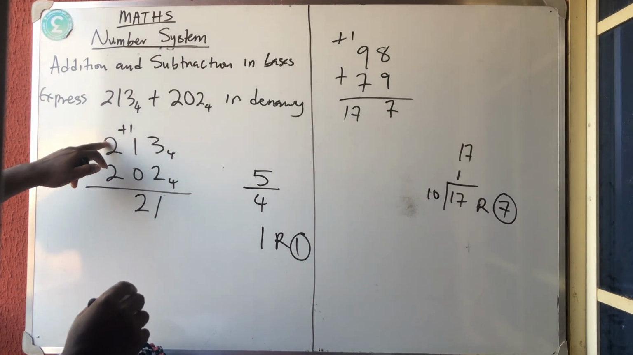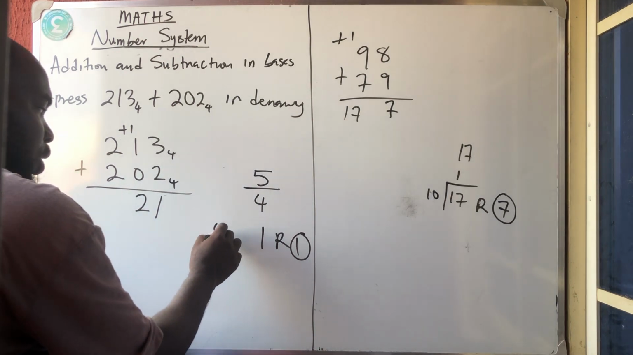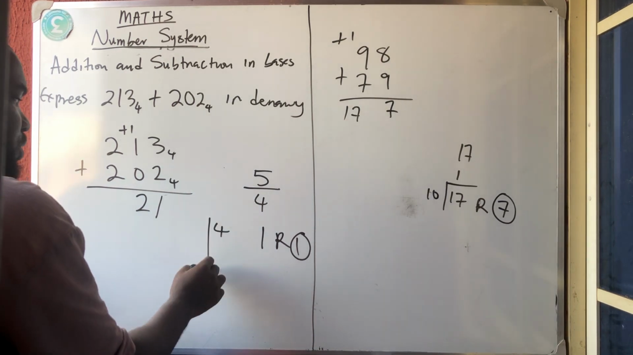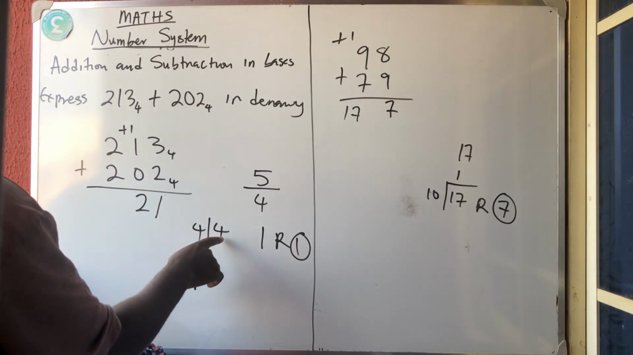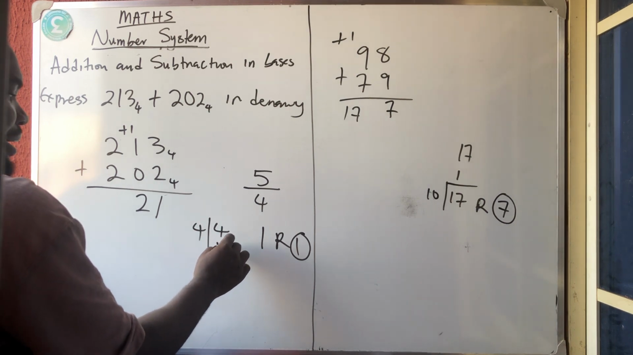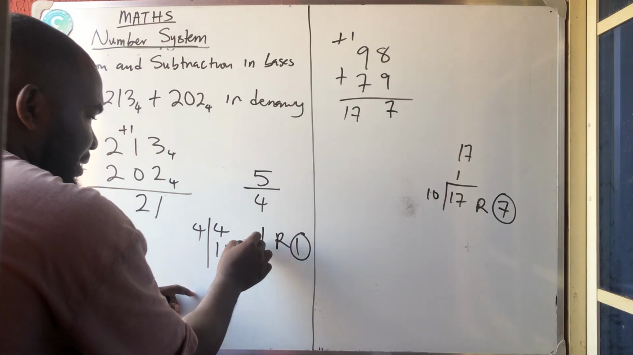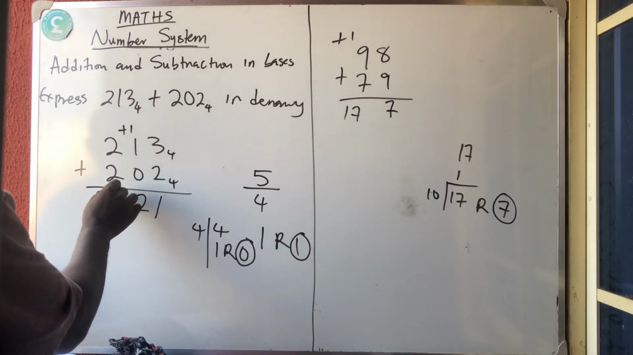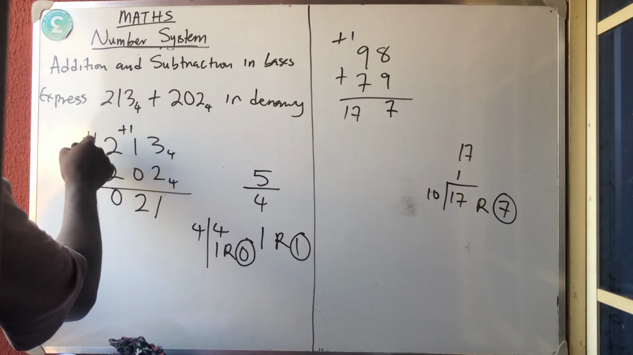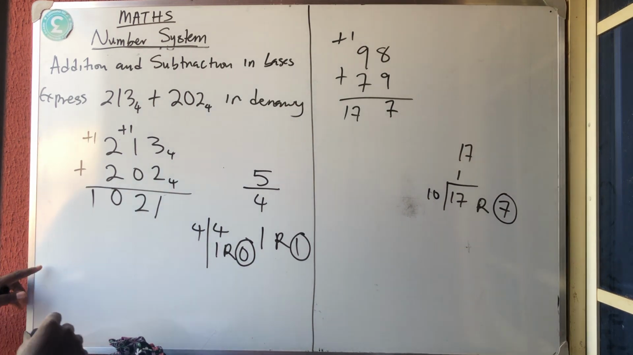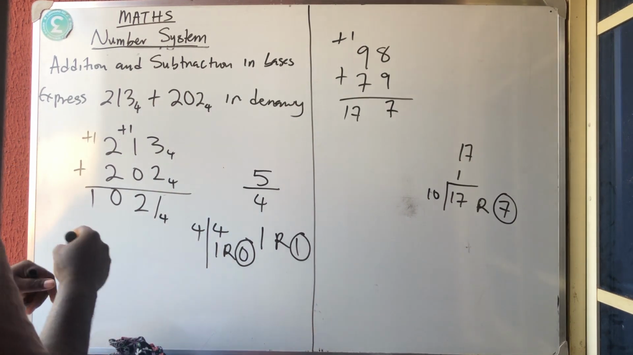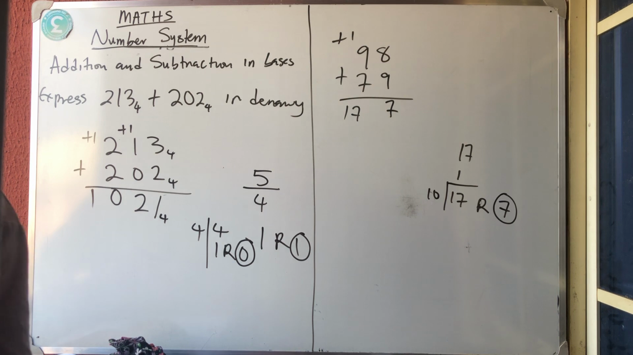The next one, 2 plus 2 is 4. I cannot write 4 because it's in base 4. So 4 divided by 4 will give you 1 remainder 0. Remember that your answer is always the remainder. So you write 0, then carry that 1 to this side. And this is not adding to anybody, so you bring it down. So this is the answer in base 4.